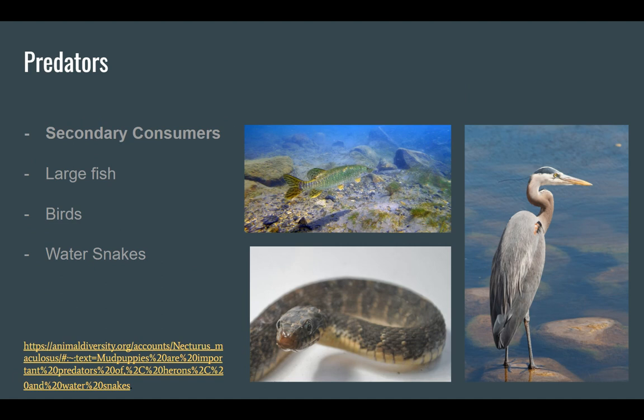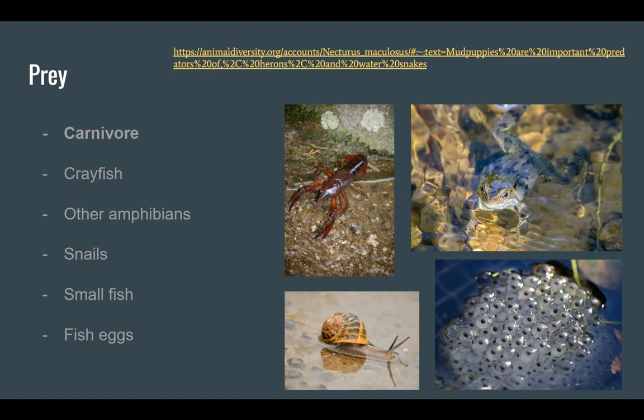Okay, so the mud puppy is a secondary consumer, meaning it has predators, and its main predators are large fish, water snakes, and birds. And then it also has a lot of prey. They are carnivores and opportunistic predators, meaning they will eat whatever they can catch. They mainly eat crayfish, insect larvae, small fish, and fish eggs, snails, aquatic worms, and other amphibians.